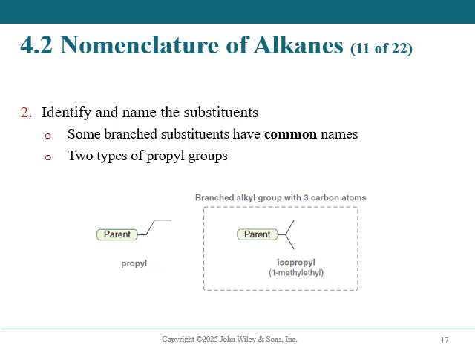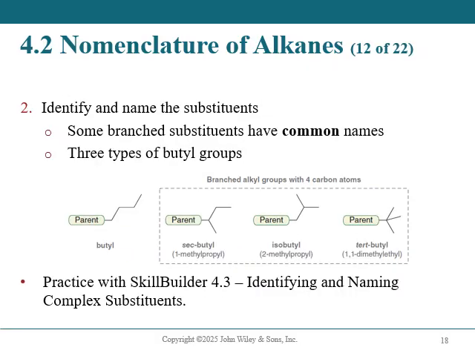Some branched substituents have common names. We can use them in some cases. In others, when it's required to use the IUPAC name, then we go with the system we just described. So for instance, this guy that looks kind of like a Y, that's isopropyl. It can also be 1-methylethyl.